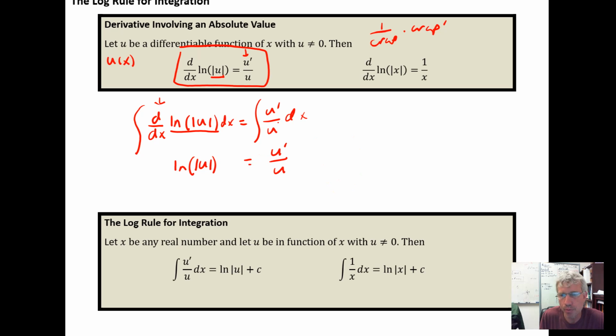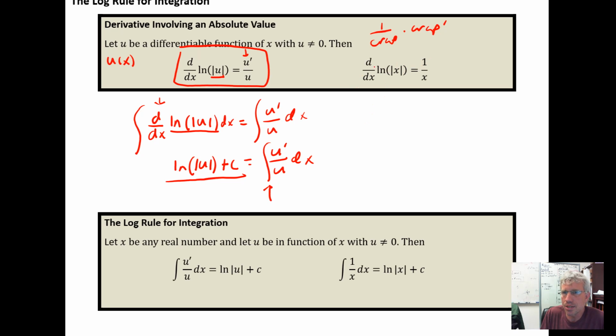equaling the antiderivative of u prime over u. And when we integrate, we want to remember that we get a family of antiderivatives, or a family of functions, so we always have to add on that plus c. So if we're integrating something that has the form u prime over u, we're going to get the natural log of the absolute value of u plus that constant of integration.